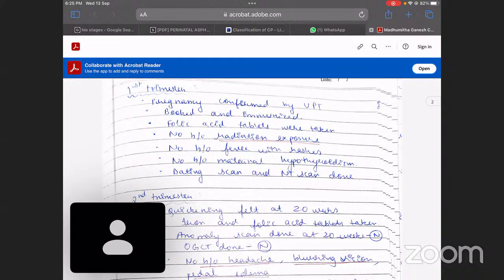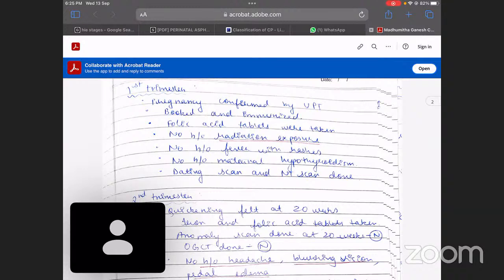Okay. So folic acid tablets were taken during the first trimester, right? Yes, sir. You said there is no history of fever with rashes. So what TORCH infection? Now I will ask specifically about CP. Which TORCH infection has a correlation with cerebral palsy?